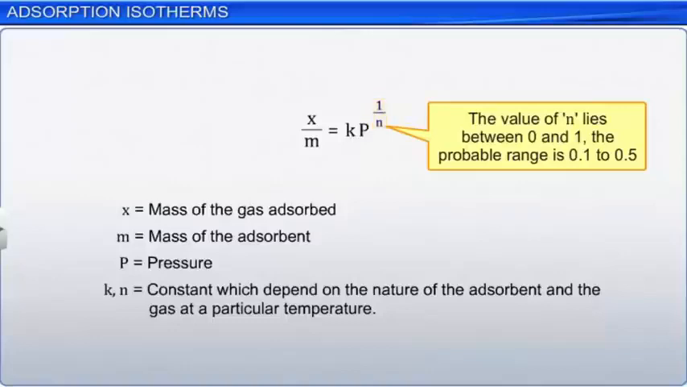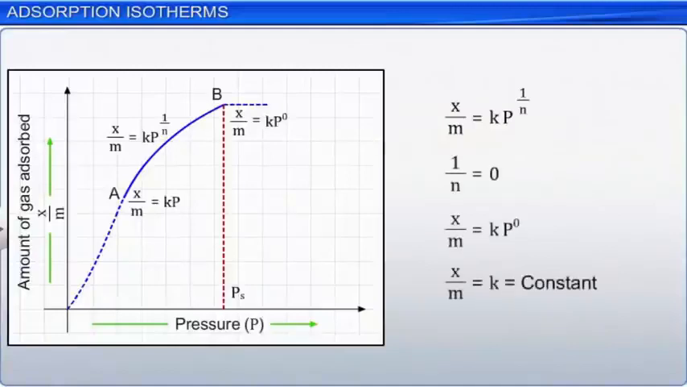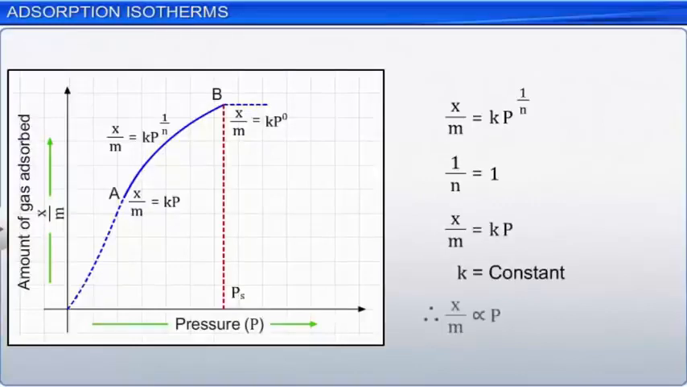Now, when 1 by n is 0, x by m is constant, and it is in this part of the curve that adsorption is independent of pressure. On the other hand, when 1 by n is equal to 1, x by m is equal to kp, which means that x by m is directly proportional to p. In other words, adsorption varies directly with pressure in this part of the isotherm.